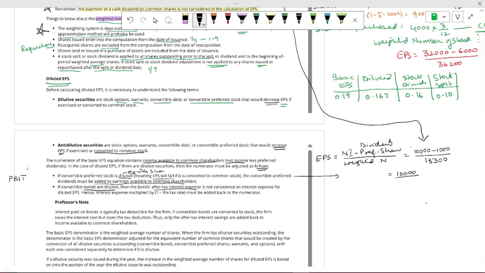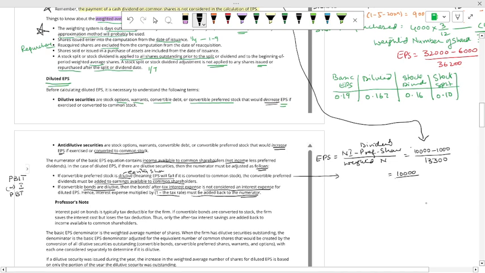Convertible bonds are dilutive, meaning we are converting the bonds into equity shares. When we convert the bonds into equity shares, the after-tax interest expense is not considered as an interest expense. The interest expense multiplied by 1 minus tax must be added back to the numerator. Whatever interest we have deducted from profit before tax, this interest will be added back.